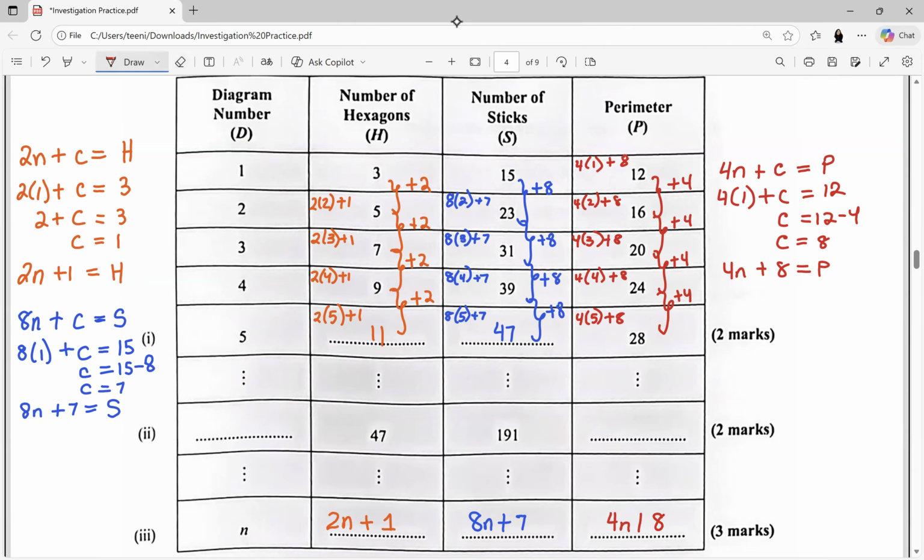Janaya, are you still there, love? Yes, miss. What about the perimeter when the diagram number n is 20? What would it be?